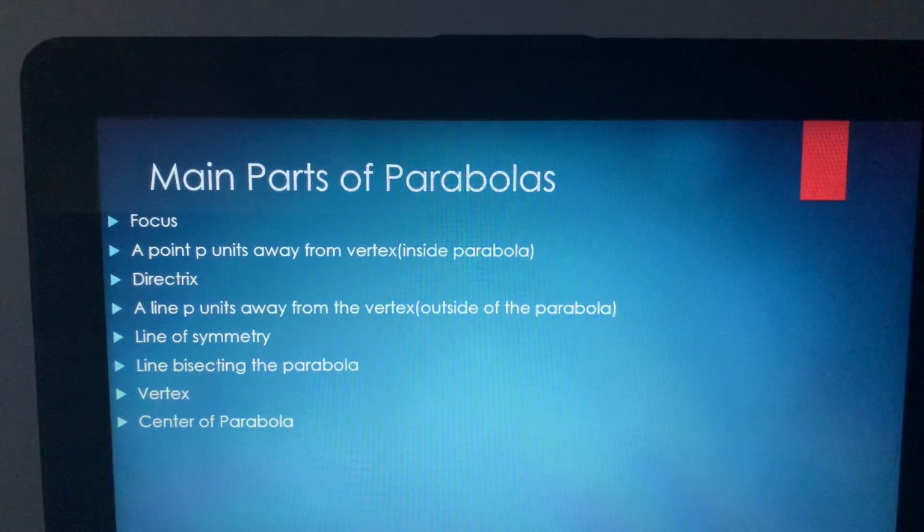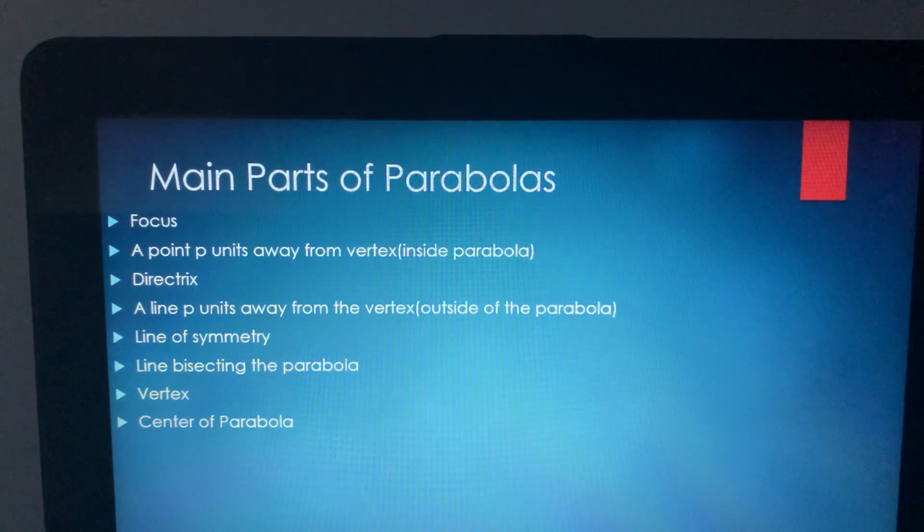So let's look at the main parts of the parabola. The focus is a point p units away from the vertex in a straight line that's inside the parabola. And the directrix is a line p units away from the vertex, but it's outside the parabola. Now, the focus is above or to the right of the vertex, depending on whether it's vertically or horizontally oriented. If it's up or to the right, you know p is positive. If it's down or to the left, you know it's negative.